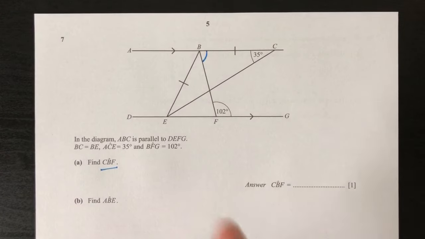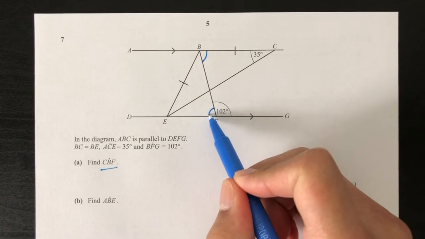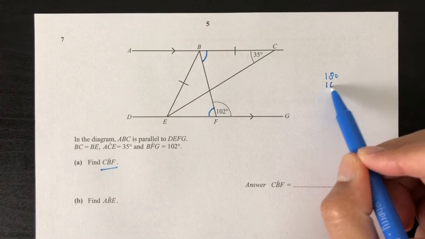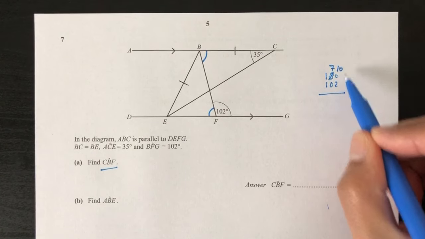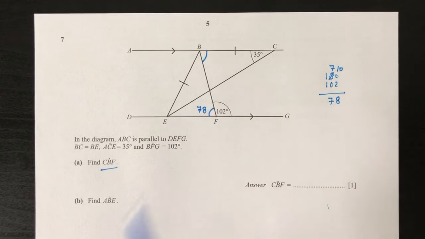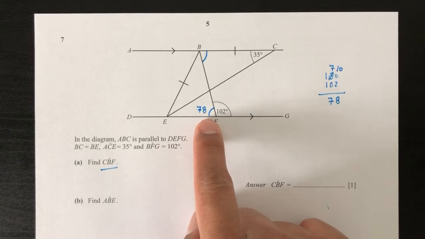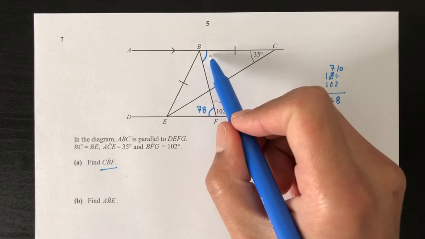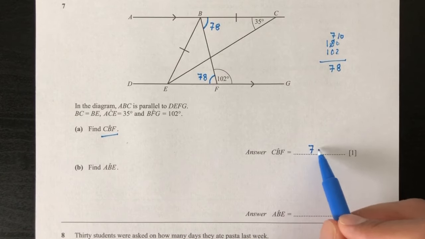So to find this angle, we have to look at the parallel lines. Basically, if you know this is 102, what is this one? This will be 180 minus 102 because it is a straight line. That is 78. Now if this is 78, because these two lines are parallel, they are joined by this line. This is the alternate angle of this one, so this also will be 78. So your first value, CBF, will be 78.